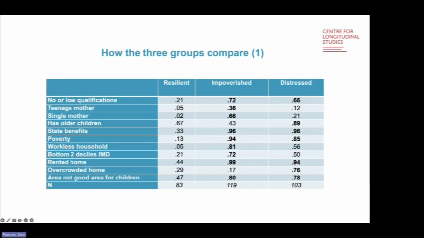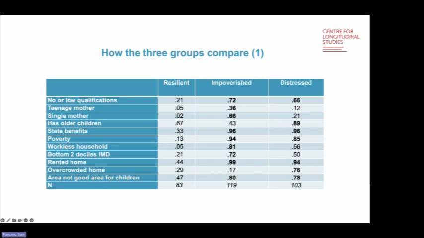So many of the resilient mothers are educated, very few are single mothers, in poverty or in a workless household, and less than half are in rented housing. In comparison, we can see far more of the impoverished mothers are young mothers, have no qualifications, almost all are in poverty, receive state benefits and live in rented housing in a deprived area that they don't think is a good area to bring up their children.